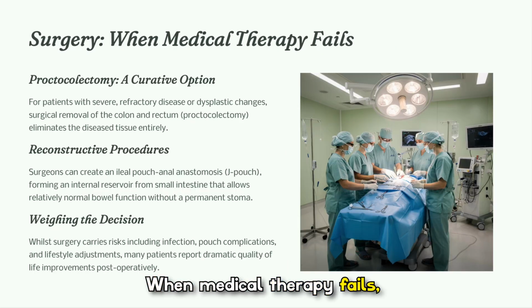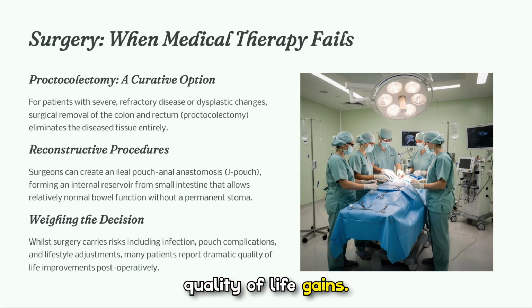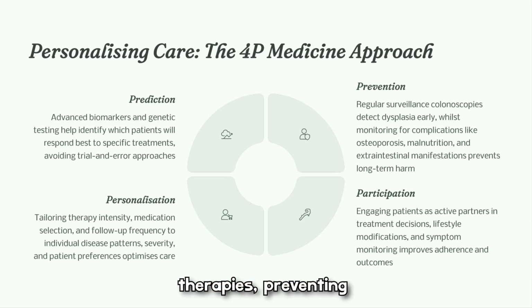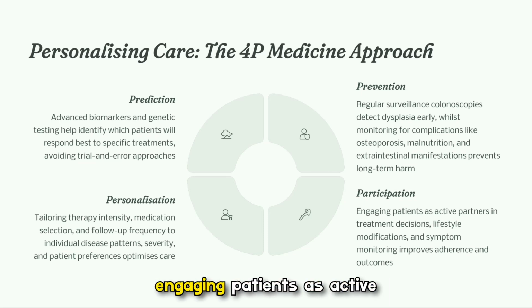When medical therapy fails, surgery such as proctocolectomy can be curative by removing diseased colon, and reconstructive procedures like the J-pouch can restore bowel continuity, but decisions weigh potential risks against long-term quality of life gains. Personalized care follows a 4P approach, predicting which patients will respond to specific therapies, preventing complications through surveillance, tailoring treatment intensity to individual needs, and engaging patients as active participants in care.